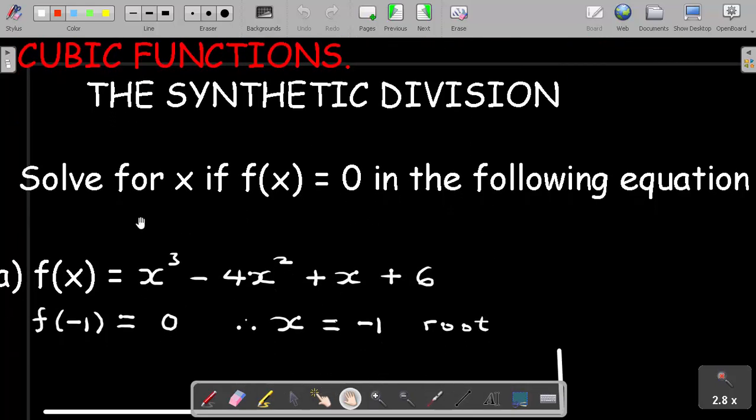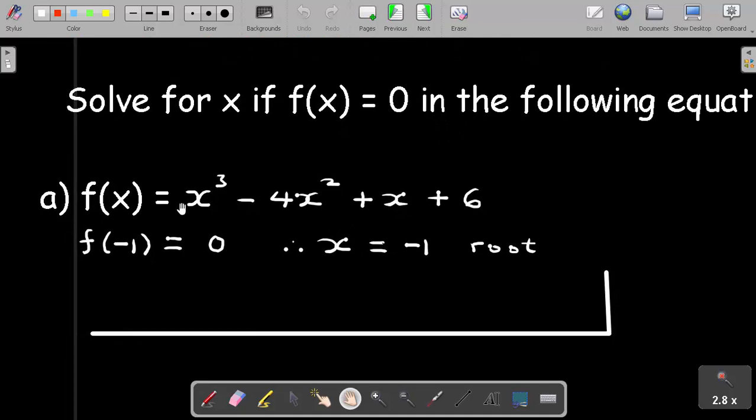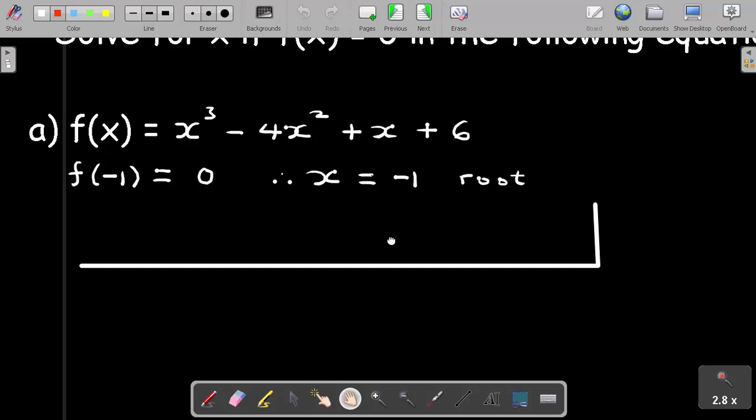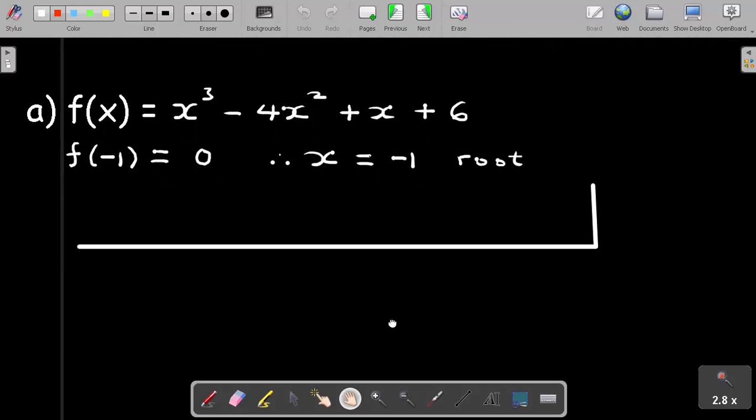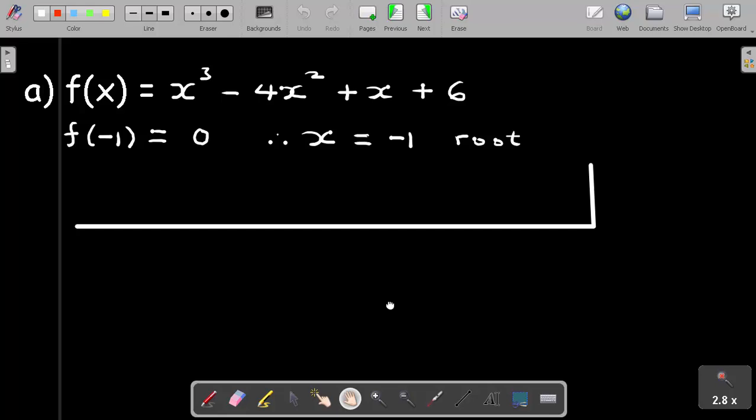They say here, for example, solve for x if f(x) equals 0 in the following equation. We have f(x) equals x cubed minus 4x squared plus x plus 6. We want to solve it using synthetic division, which is a little bit shorter than the previous method. So I want you to pay attention here, please, as we do this. Okay, now check this out.